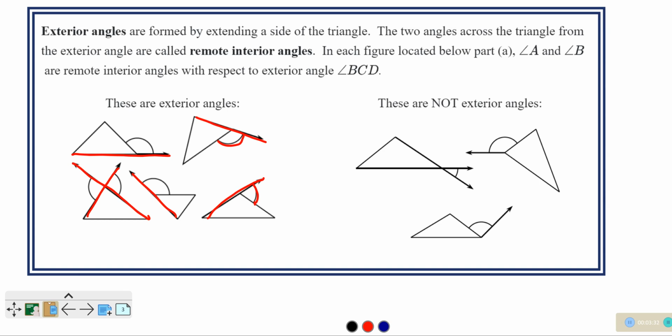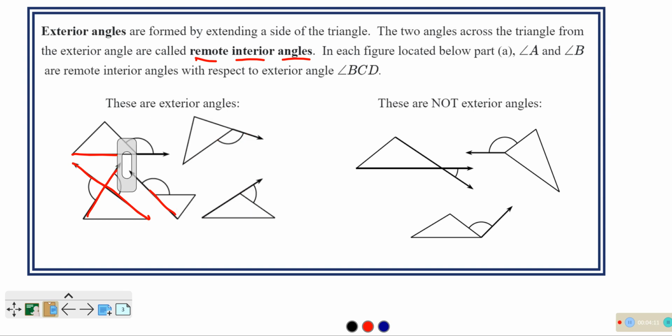The two angles across the triangle from the exterior angle are called remote interior angles. Now, what is a remote, right? You think remote control car or a TV remote. A remote is away from the actual thing, like your remote control car. It's out there, it's driving, and you're holding a stationary device. You are away, you are separated, you are across from. If you think about the TV in your living room, your TV is on the far side, you're sitting on the couch, you are away from.